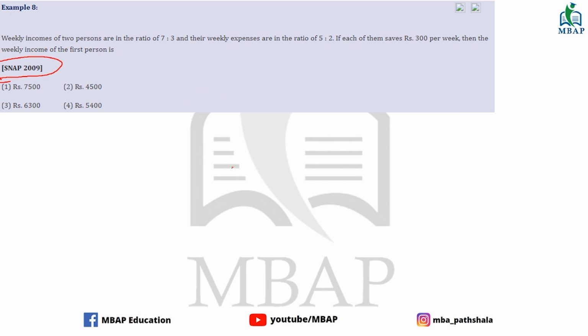So you need to know this basic formula that savings is nothing but income minus expenditure. Fine. Now I have two different people, right? So let's say A and B. I have the ratio of their incomes and the ratio of their expenditures. So the ratio of the incomes was 7:3. So that means the actual numbers will be 7x and 3x.